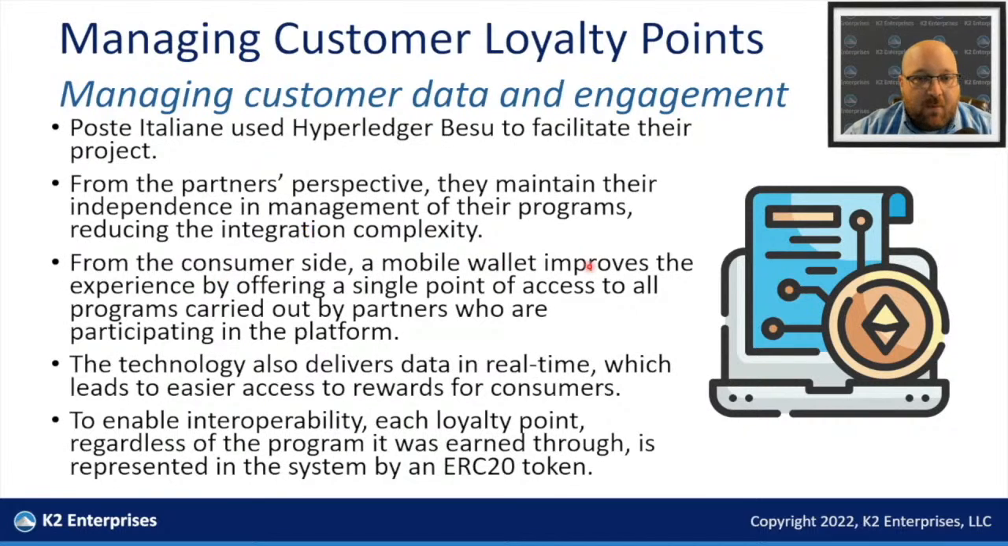For the consumer side, that mobile wallet improves the experience, because they get a single point of access to all the different programs carried out, regardless of who's participating on the platform. Okay. Technology delivers data in real time, leads to better access to rewards, and ultimately a better consumer experience. And everything is interoperable. Each loyalty point, regardless of the program it was earned in, is represented in the same form. So you have different types of tokens, but the structure of those tokens, in terms of how they are generated and how they are used, is all the same. They all look the same. They just have different specific purposes.